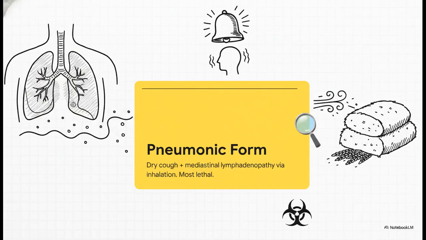Now I need you to sound the exam alert in your head for this next one, the pneumonic or respiratory form. This happens via inhalation of aerosols, maybe from contaminated hay or grain. Guys, this is the absolute most lethal form of the disease. It carries the highest rate of bacteremia. Patients are going to present with a dry cough, usually starting about a week after the fever, and imaging is going to show mediastinal or hilar lymphadenopathy alongside consolidation or pleural effusions.